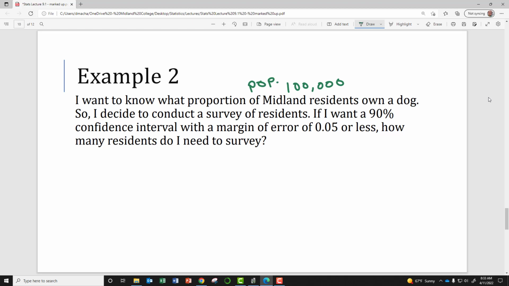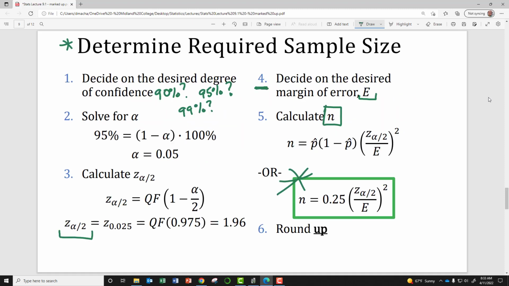If I want a 90% confidence interval with a margin of error of 0.05 or less, how many residents do I need to survey? So I'm asking, what would be my sample size if I want this margin of error and this degree of confidence? Well, we just follow the instructions on the previous page. So I've already decided on my degree of confidence, 90%. I've already decided on my margin of error, so steps 1 and 4 are taken care of for me.